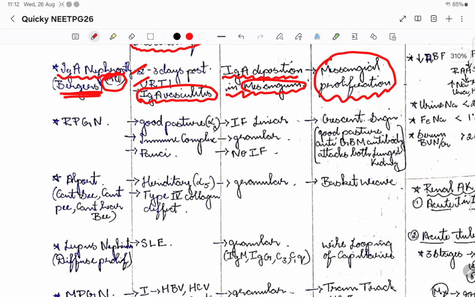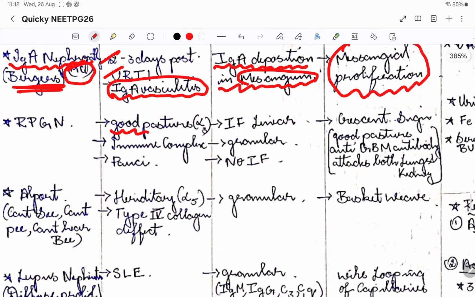Then coming to RPGN, that is rapidly progressive glomerulonephritis. Here the progression will be rapid, okay. So rapidly the disease progression will be there. There are 3 kinds of RPGN. One is based on Goodpasture syndrome, okay. Then the other one is immune complex deposition, and another one is pauci-immune, okay.